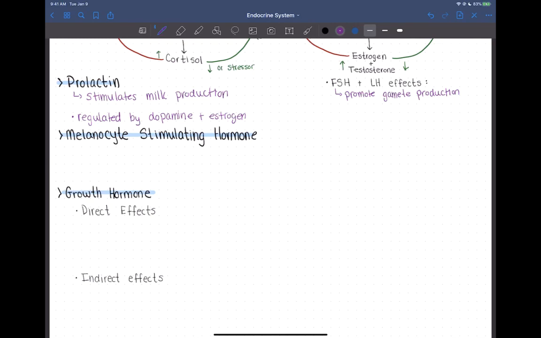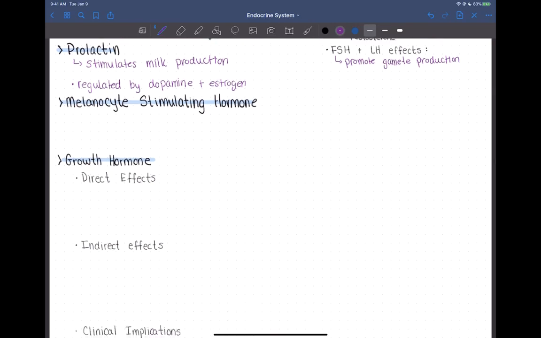Okay, and so then the next hormone coming from the anterior pituitary is melanocyte stimulating hormone. As the name probably tells you, it will stimulate melanocytes. You should know about melanocytes from A&P1 when you learned about the skin. Those are the cells in the skin that produce melanin, which is the pigment in the skin.